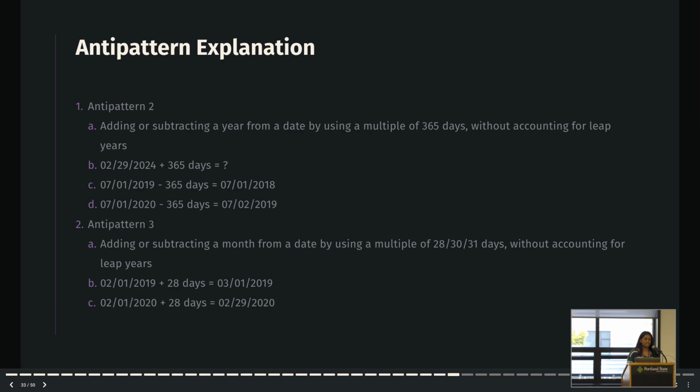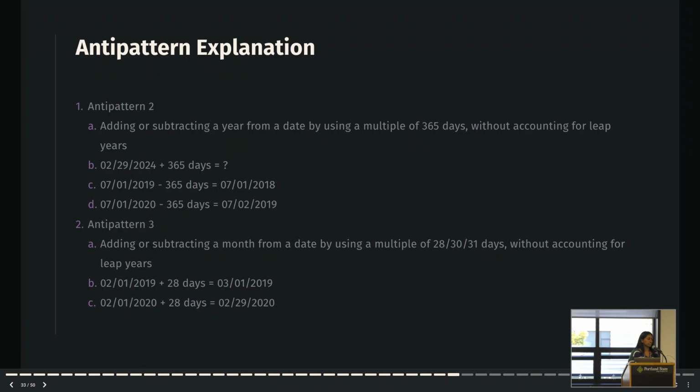The leap year doesn't necessarily need to be involved though. Subtracting 365 days from July 1st, 2019 gives July 1st, 2018, but subtracting 365 days from July 1st, 2020 would give July 2nd, 2019, excluding the other July 1st.